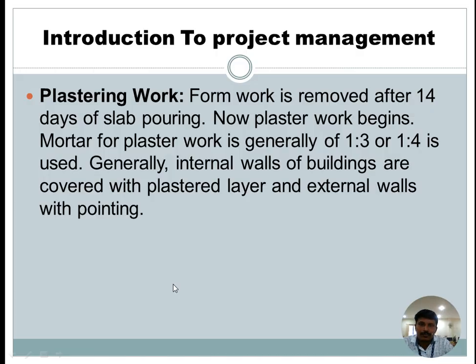Next one, plastering work. Formwork is removed after 14 days of slab pouring. Now plaster work begins. Mortar for plaster work is generally 1:3 or 1:4. Generally internal walls of the building are covered with a plaster layer and external walls with pointing. After completion of the walls, plastering work begins. Here cement mortar of 1:3 or 1:4 ratio is used to plaster the walls. It means covering the walls, and it resists the weathering actions from the environment.